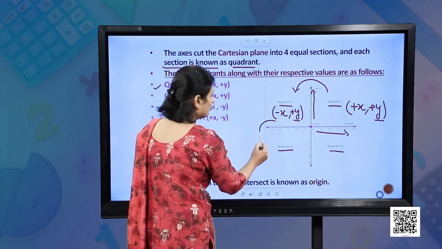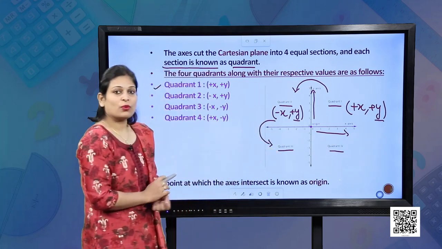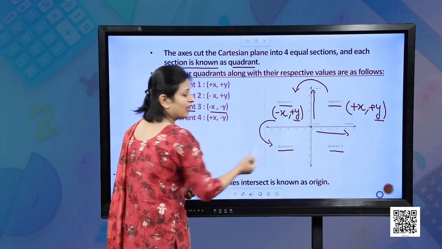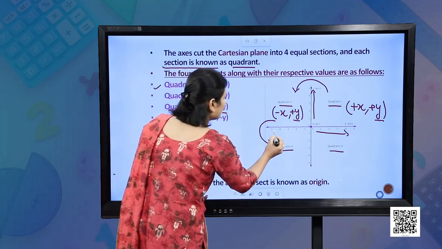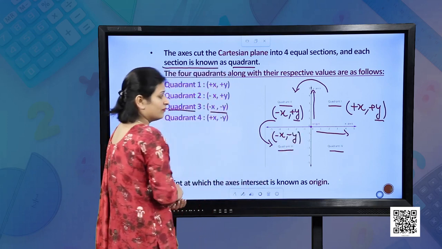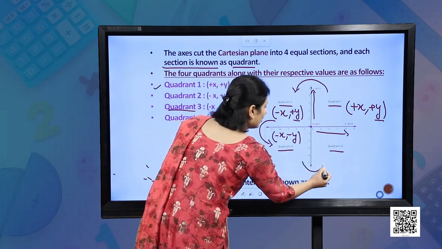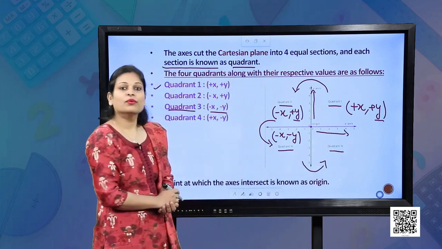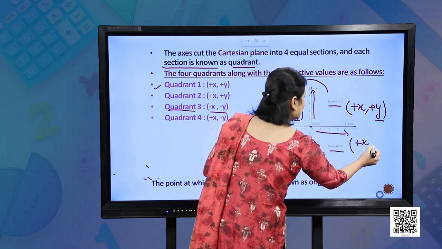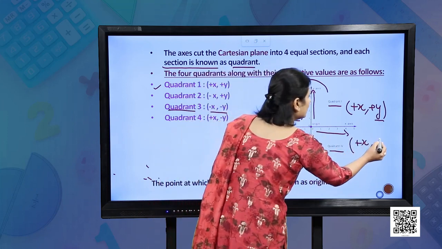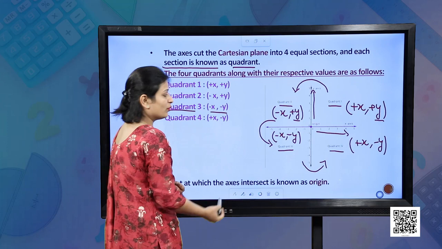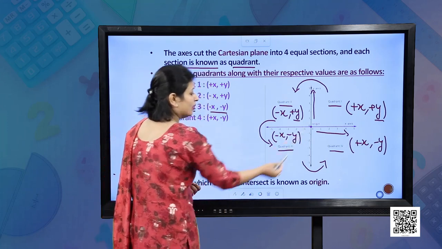Now, again when we move in the anti-clockwise direction, we come to quadrant 3. In quadrant 3, as you can see, both x and y are negative. And again when we move anti-clockwise, we come to quadrant 4. Here, the x coordinate is positive and the y coordinate is negative. So, in both quadrant 3 and quadrant 4, you can see that the y coordinate is negative.